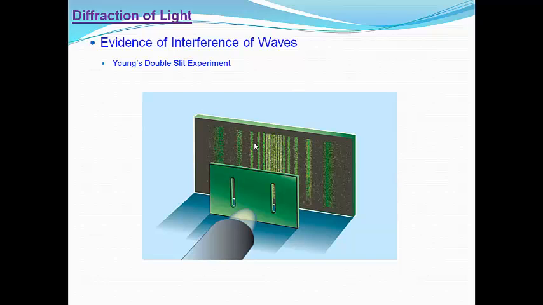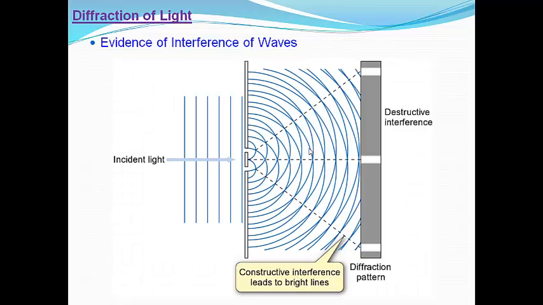Why is it that we have these light and dark bands? Why don't we just have a bright ray of light on the screen here? No, the reason for this is because of interference.